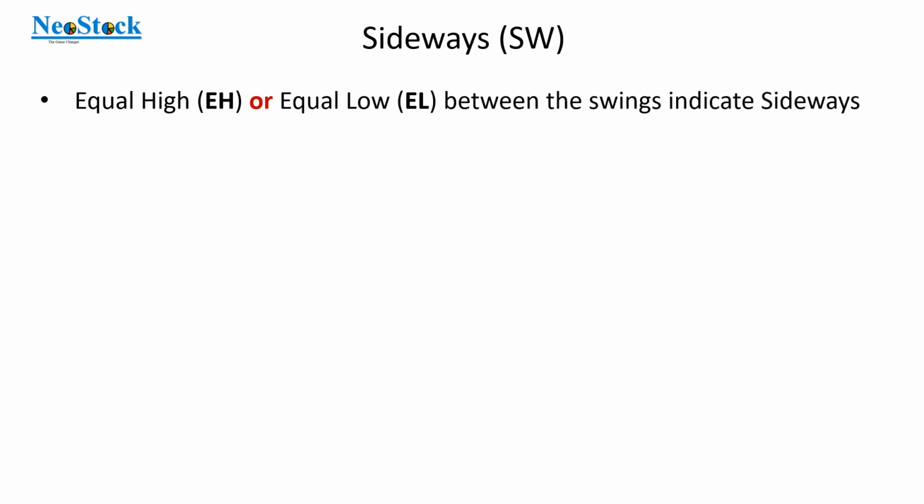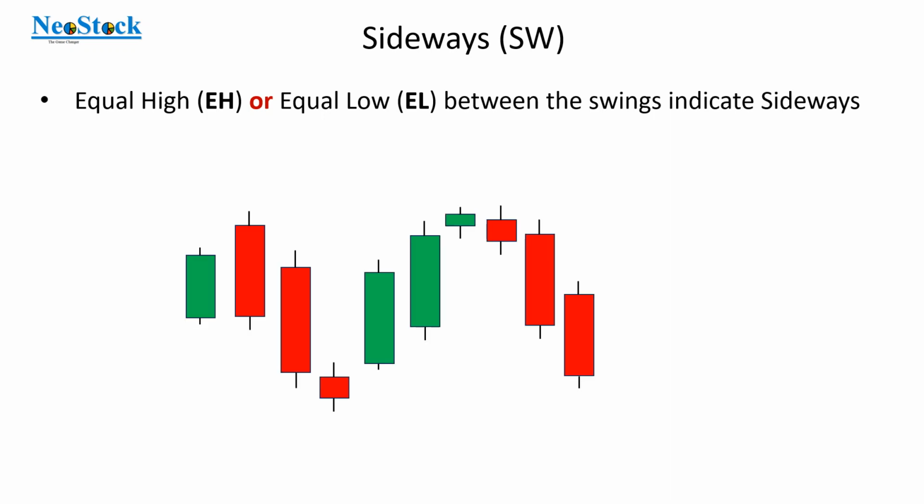Similarly, equal high or equal low between swings also indicates sideways. Previously we compared candles. Now we are comparing the swings. You know about the swing we discussed in detail in our previous lessons. Now this is the previous high, and this is the recent high. Now compare both. How are we comparing? With the buffer.